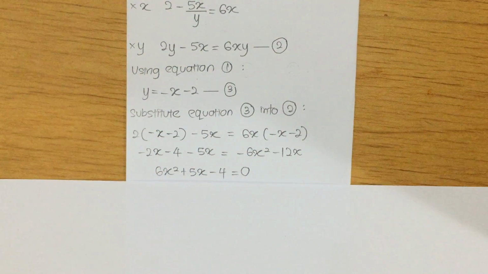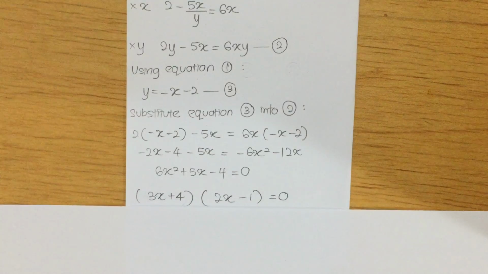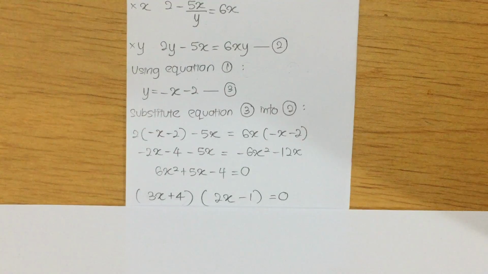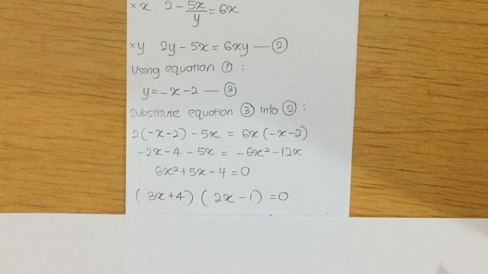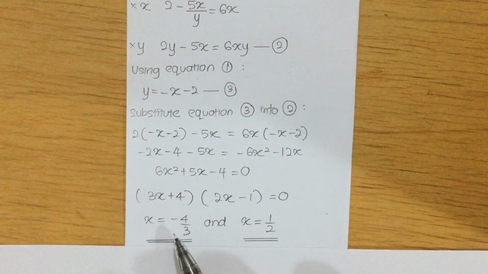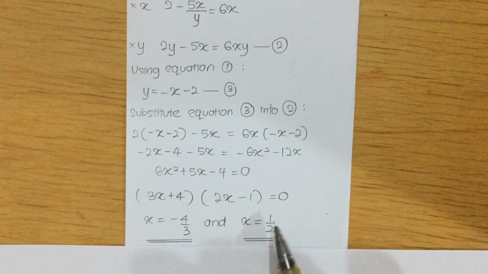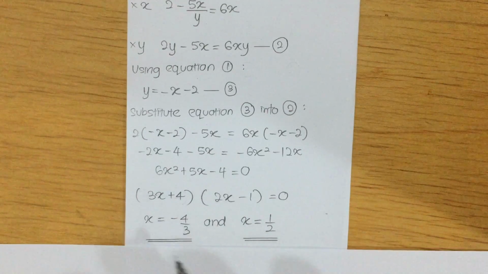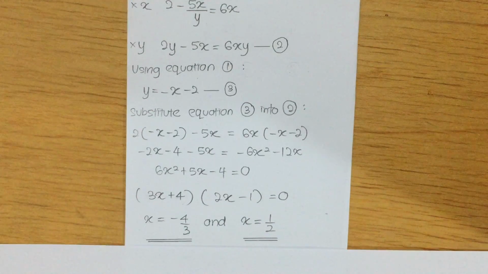So from here you get your factorization (3x + 4)(2x - 1) = 0. So you will get two x values, the first x answer is x = -4/3 and x = 1/2. Alright guys, we have already got two x values. So what is the next step?